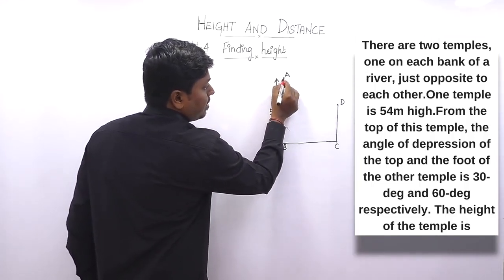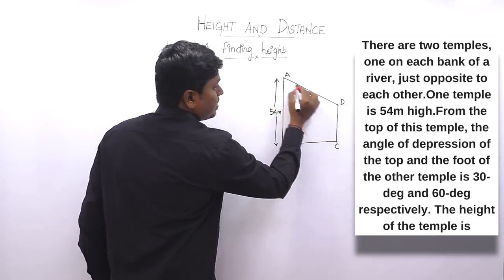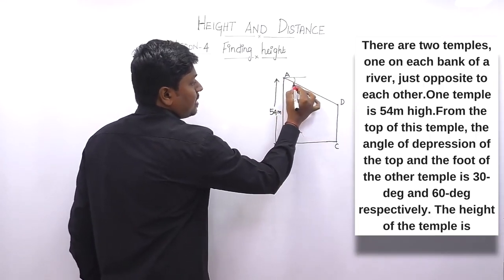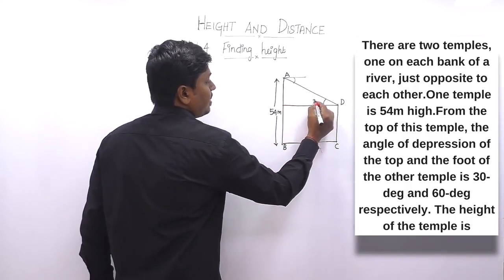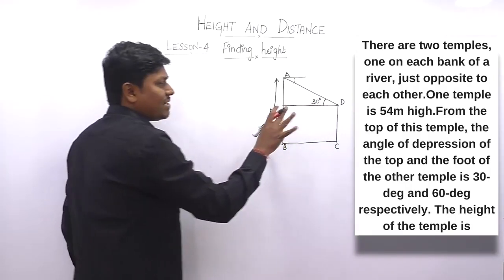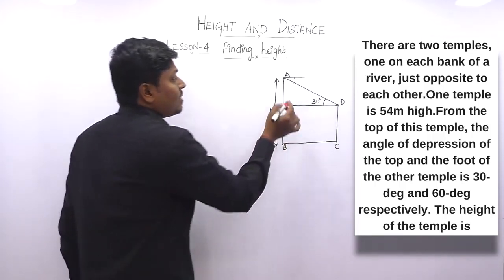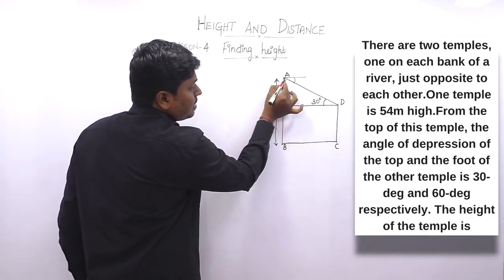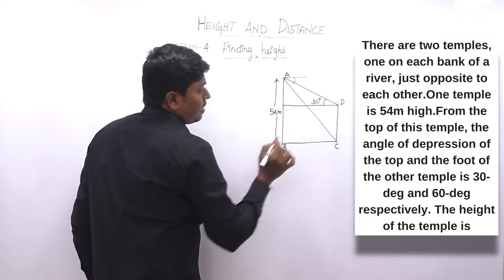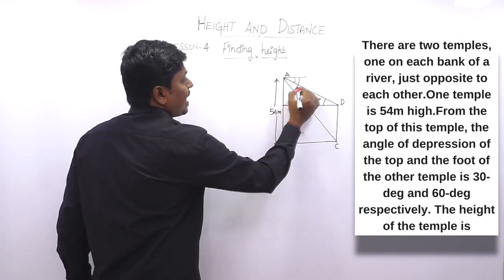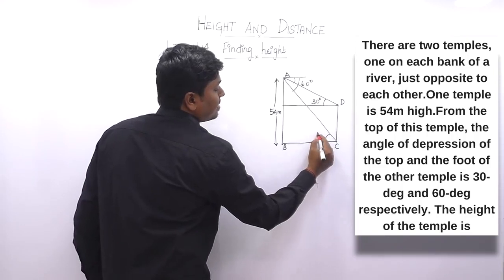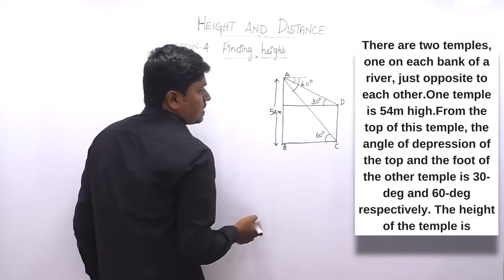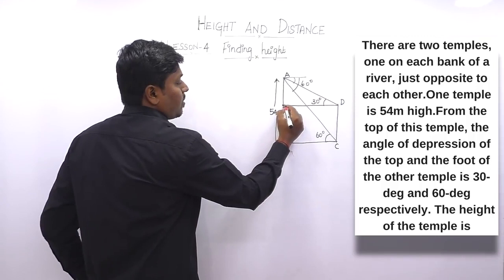So one angle of depression is 30 degree. If this angle of depression is 30 degree, then we can clearly say that from this point, the angle of elevation will be 30 degree. These steps we have seen in the basics itself. Another thing, the angle of depression to the top of the temple is 60 degree. If this angle is 60 degree, then we can say that the angle of elevation from point C will be 60 degree. Let me assume this as point E.